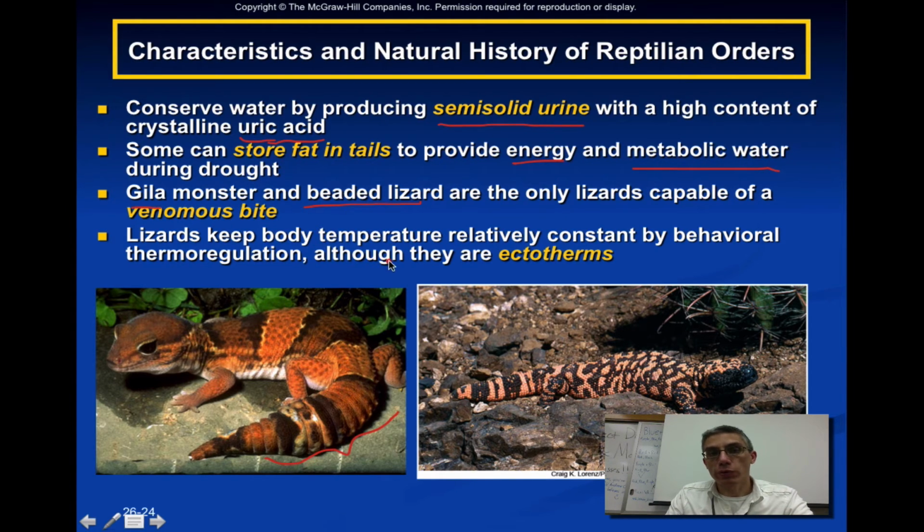Now, lizards do keep their body temperature relatively constant because they are considered ectotherms, and they do this by behavioral thermal regulation. And what that simply means is that when it gets warm, these animals will come out and they will basically sun themselves to help raise their body temperature, and if it gets too hot, they will actually retreat into the shade to help cool down their body temperature, because again, they are ectotherms, so their body temperature is entirely dependent on their environment.